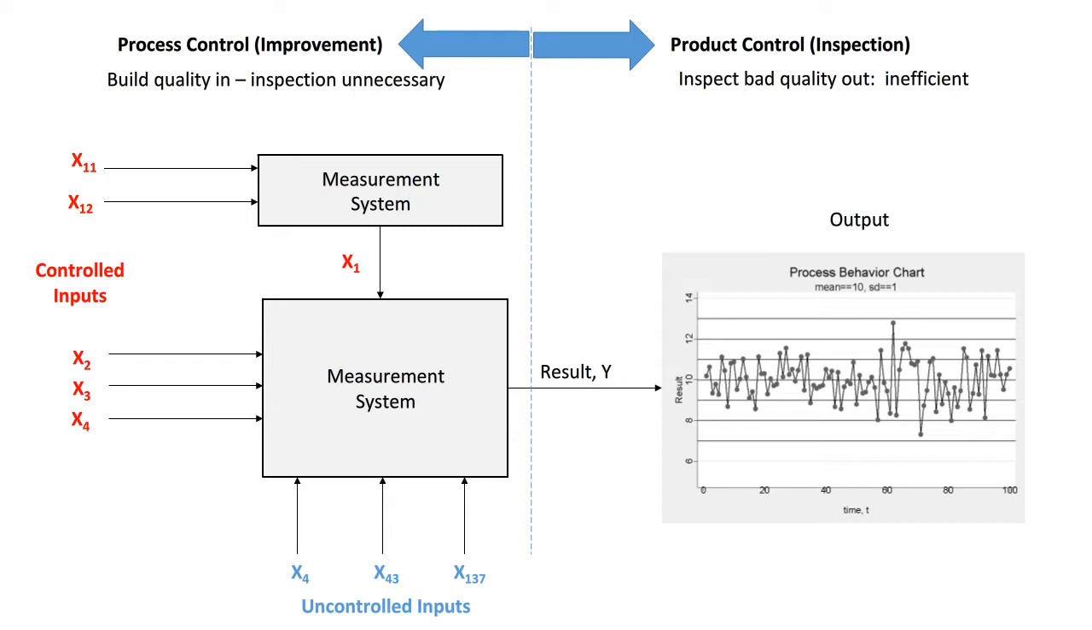In product control, we inspect quality in. We examine each run and throw out the faulty ones. By doing this, we retain good results and achieve high quality. But is this really good quality?